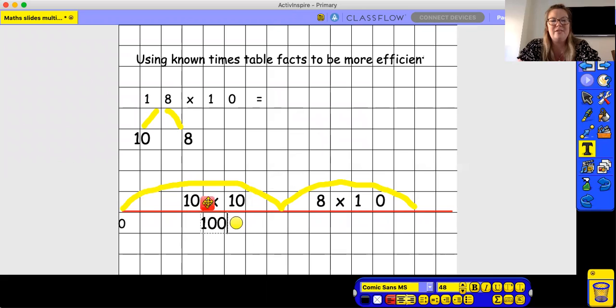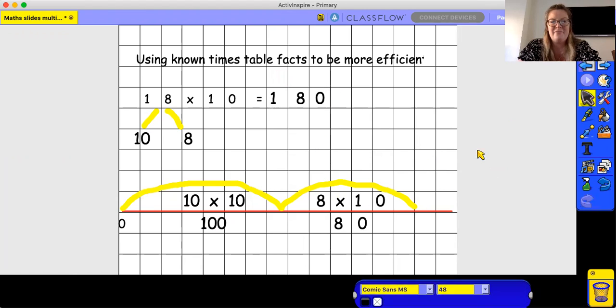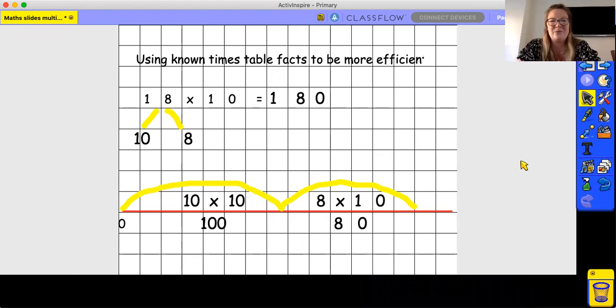Well done if you knew that 10 times 10 was 100. Quickly turn to your adult and tell them what 8 times 10 is now. Well done. 8 times 10 is 80. We then can work out that 100 plus 80 equals 180, which is 18 10s and 0 1s. Very well done if you managed to work that out all by yourself.